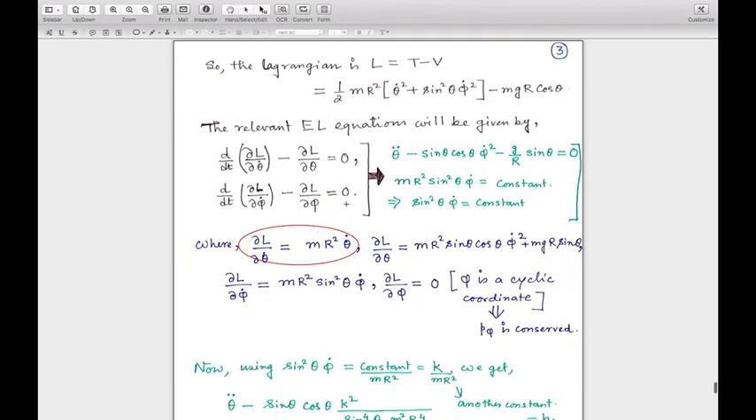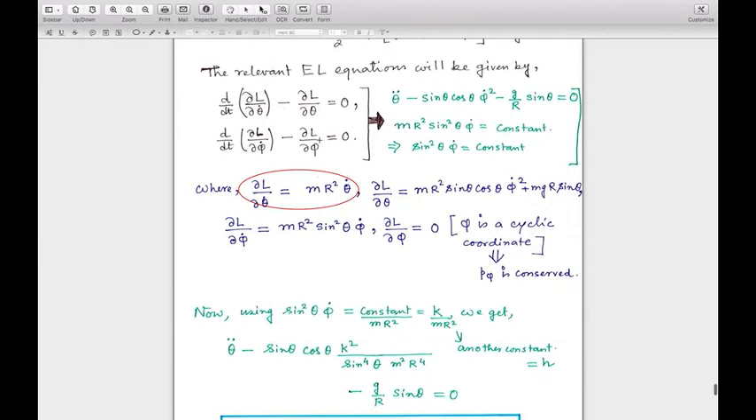Again, you also have del L del phi dot. Then theta dot and theta are kept constant, so you have contribution only from this term, which is half m r square sine square theta times 2 phi dot. The 2 cancels out, and so you have m r square sine square theta phi dot. And finally you have del L del phi equal to 0. That's exactly what I just said.